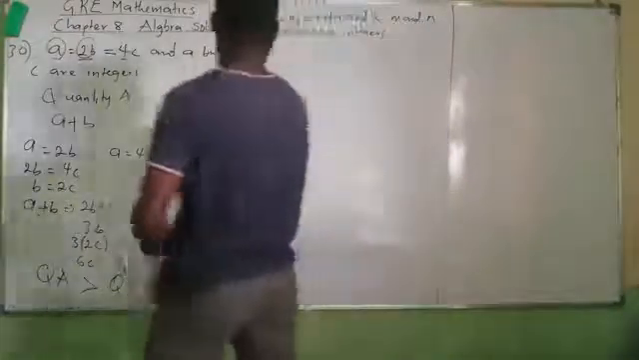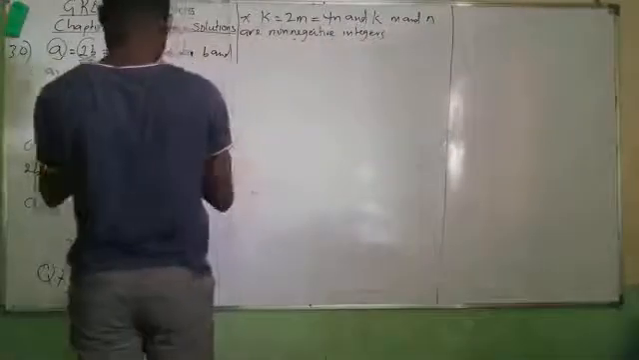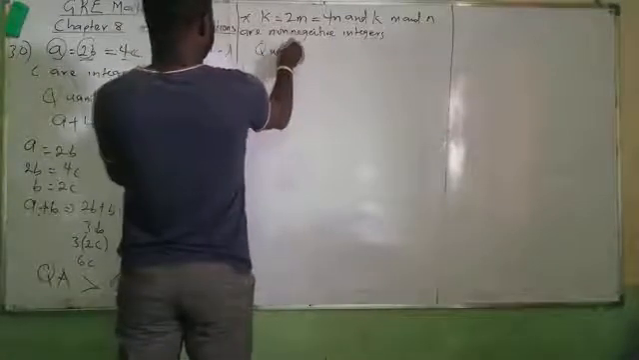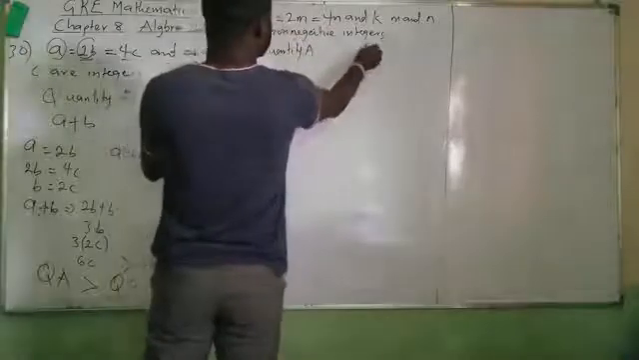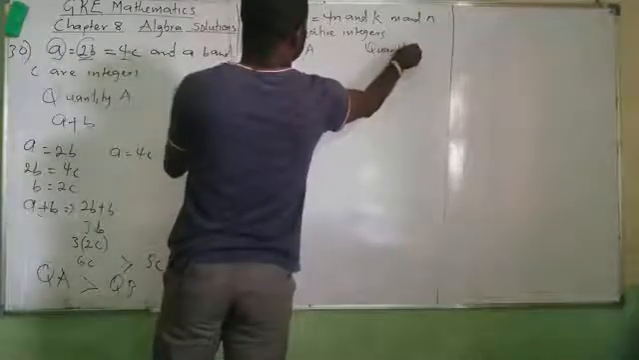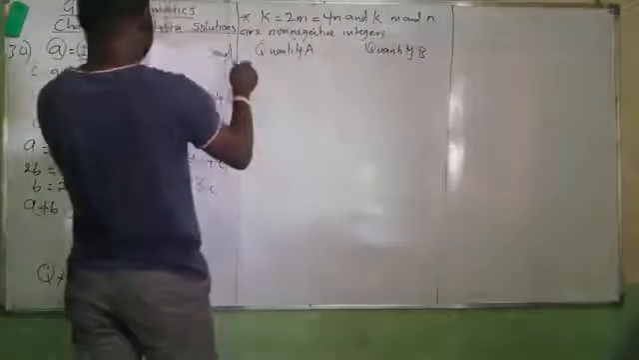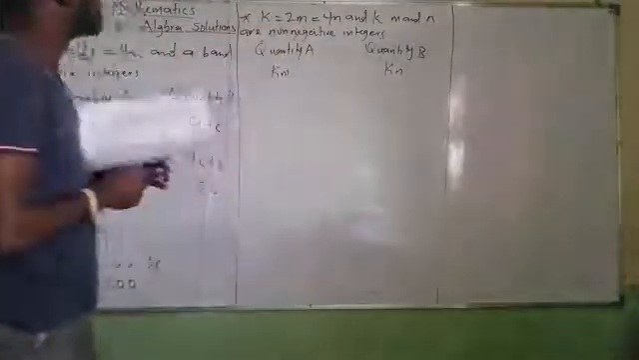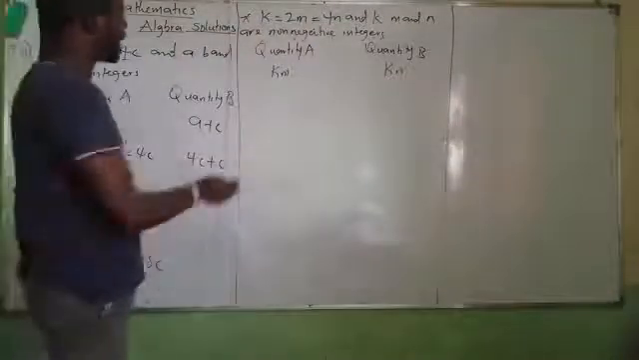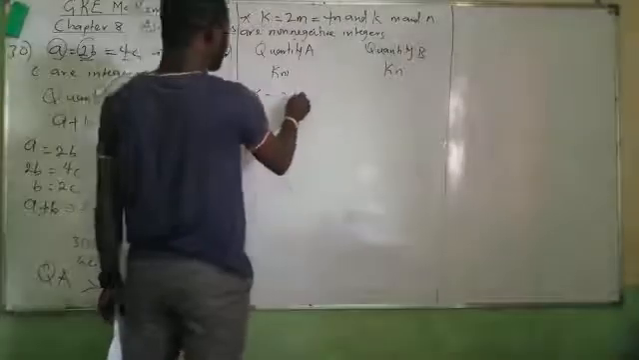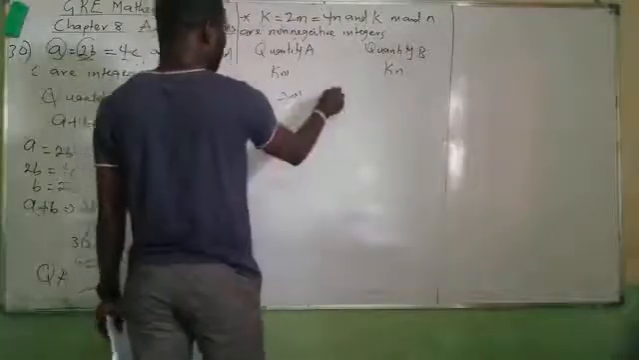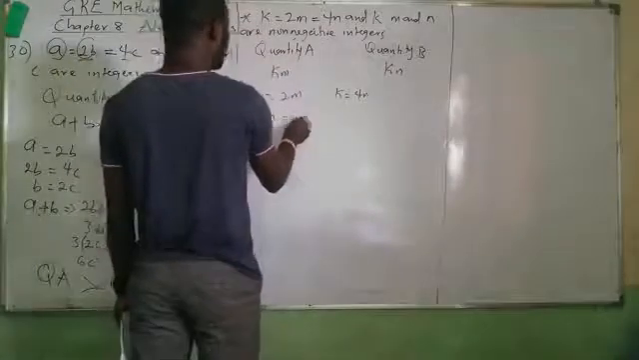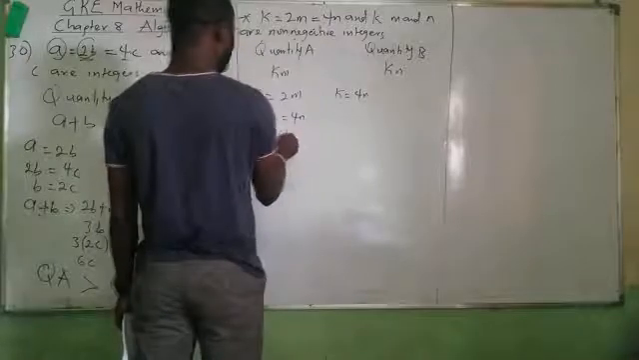Now the question says quantity A and quantity B. My quantity A is Km and quantity B is Kn. You want to know the relationship between them. I can easily say that K equals 2m and K can also equal 4n, and also 2m equals 4n, which means m equals 2n.